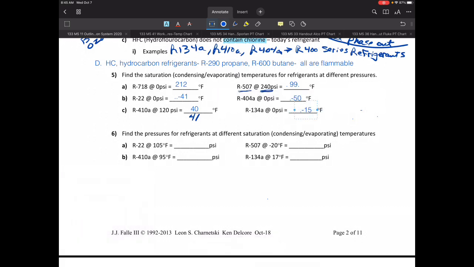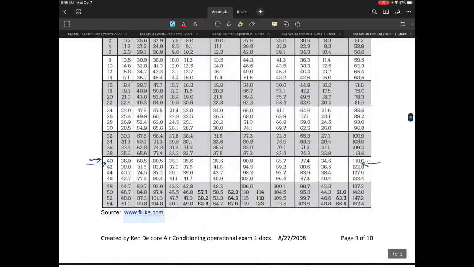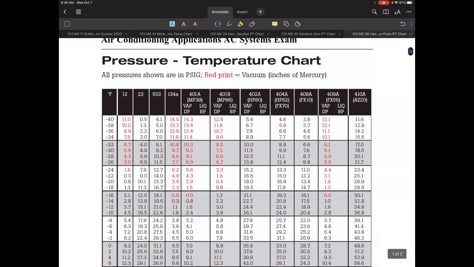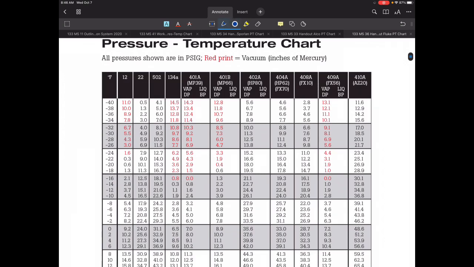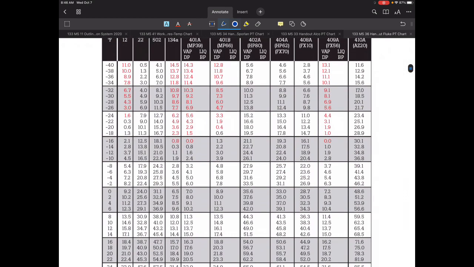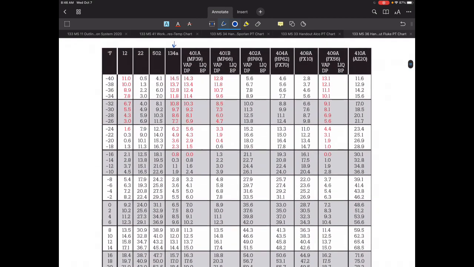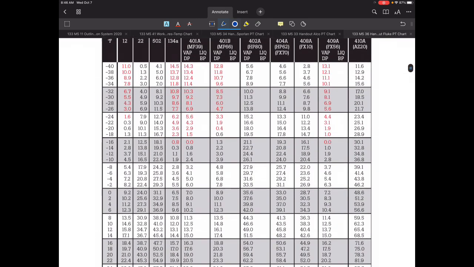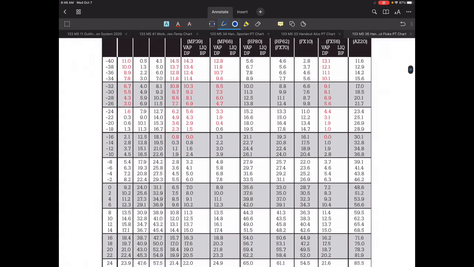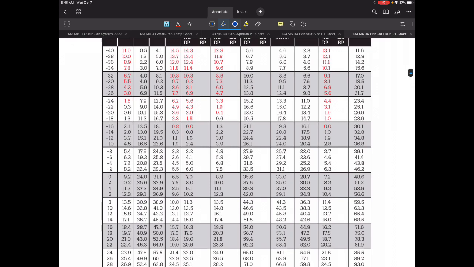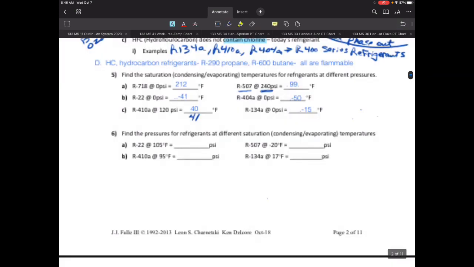And just for the sake of discussion, I'll look at a different one of these. 134A on this particular Fluke chart happens to be right there. At 0, you'll notice that they list their temps on the left side, and in this case the temp would be right in the middle of these two right here. I would just call that minus 15, and we would interpret that. So that's good, that's simply how you do that. All right, let's go back to the module.